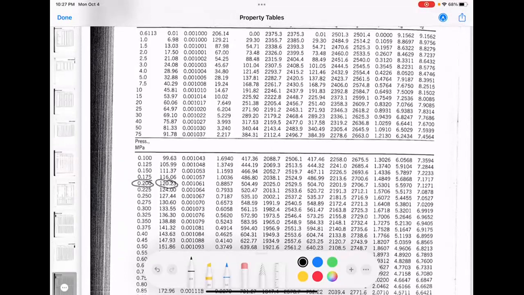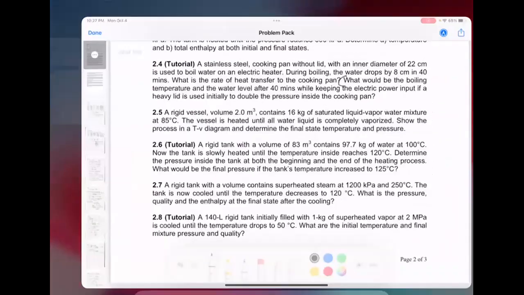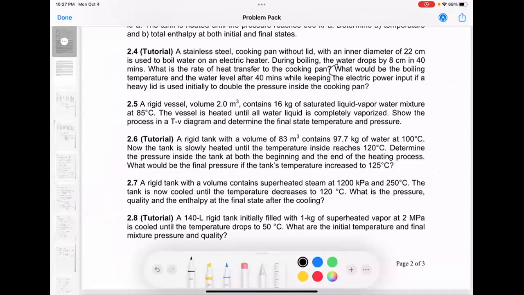So what's the answer to the question? What's the temperature we're boiling at? 120.23 degrees Celsius. It's that simple. Okay, but that's not all they're asking. They are also asking, what is the water level after 40 minutes while keeping the electrical power input the same?